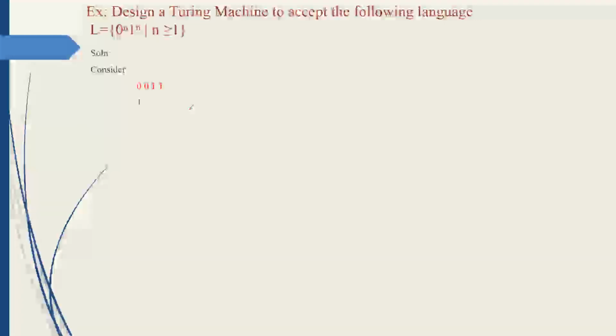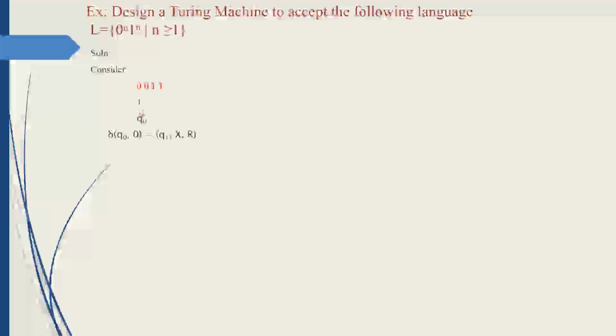Initially, let Q0 be the start state. As we know, Q0 is the start state. The input symbol to be scanned is 0. So what does it do? The read-write head points to the 0 and it will check Q0 on 0. What action has to be performed? We say replace the leftmost 0 by x, change the state to Q1 and move the read-write head towards the right. Why are we doing this?